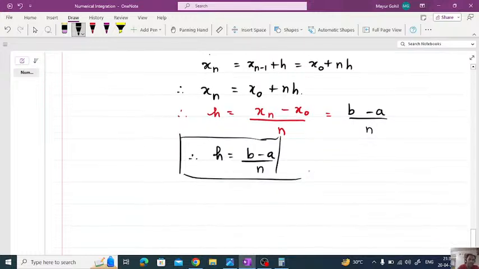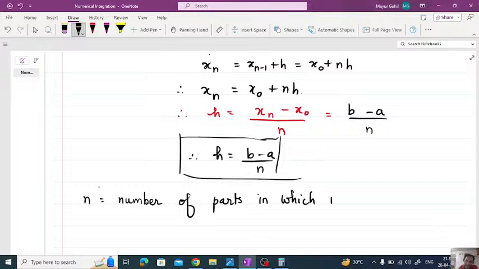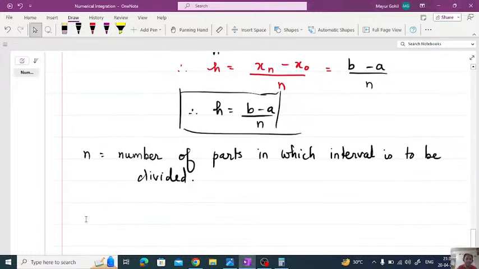And what is n? n is the number of parts in which the interval is to be divided. Okay, remember that. So here you get that.